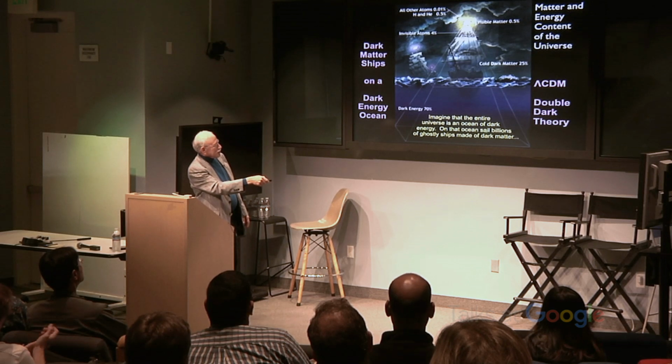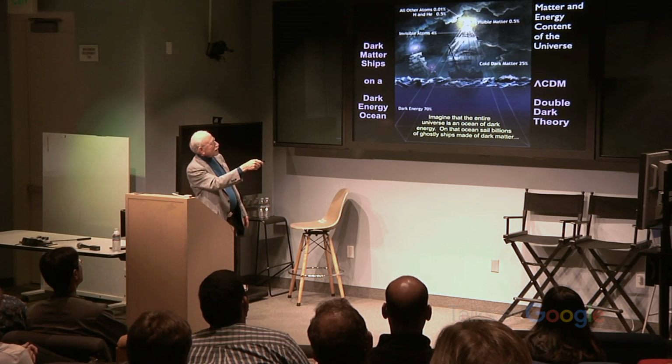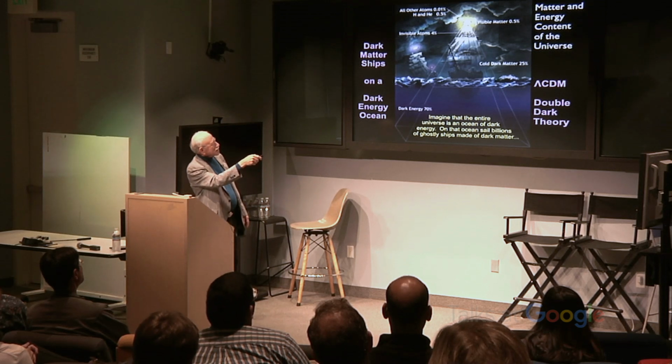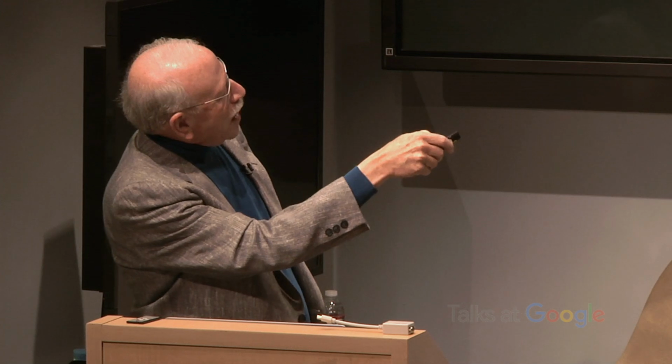Imagine the entire universe is an ocean of dark energy. On that ocean sail billions of ghostly ships made of dark matter. But we don't see the ocean, we don't see the ships, we just see the lights on the tops of the tallest masts of the biggest ships. Those are the galaxies. Now, how do we know that this is true? And the answer is the theory made all kinds of predictions that were subsequently confirmed in fantastic detail.